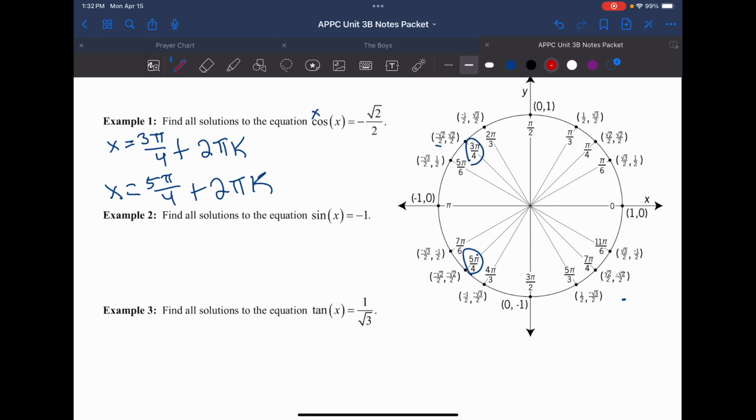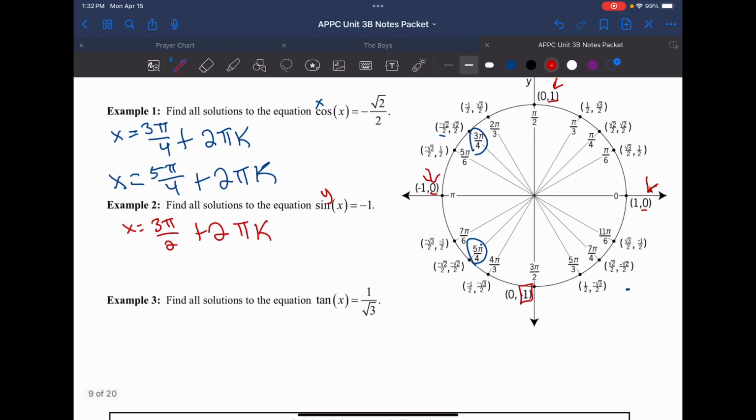Now sine of x equals negative 1. That happens, remember, negative 1 as the y-coordinate, because sine is y. So the numerical versions of the y-coordinates happen here. And the only one that is negative 1 is at 3 pi over 2. My period is 2 pi on sine, so plus 2 pi k. That's why it's just 3 pi over 2 here. This is just positive 1, this is 0, and this is 0. There's no other place where sine is equal to negative 1.